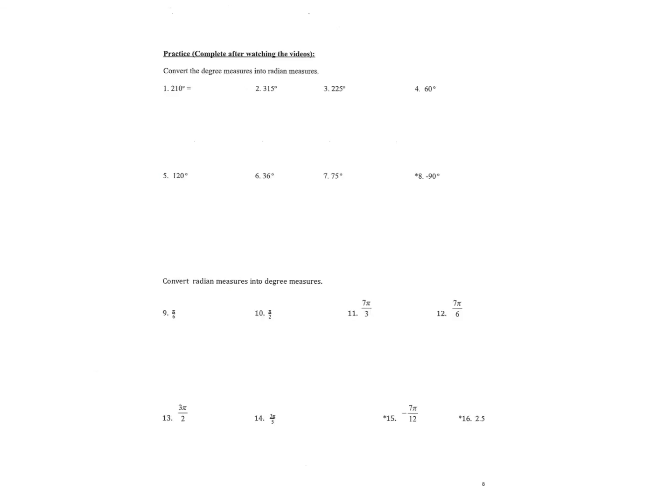So at the top of the page, numbers 1 through 8 are all degree measures that we're converting into radians. So when we want to convert degrees to radians, we're going to use our first box. That means we're going to take the number of degrees and multiply by pi radians over 180 degrees. So let's see what that looks like in a problem.